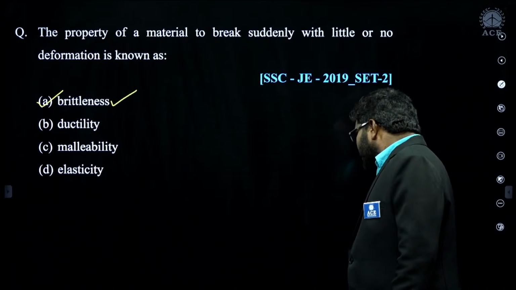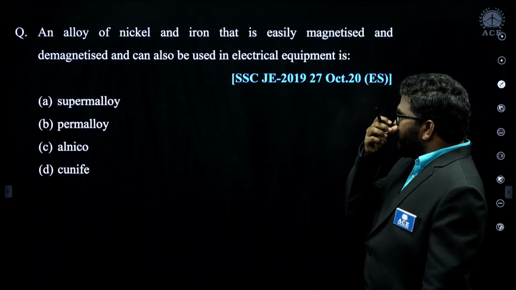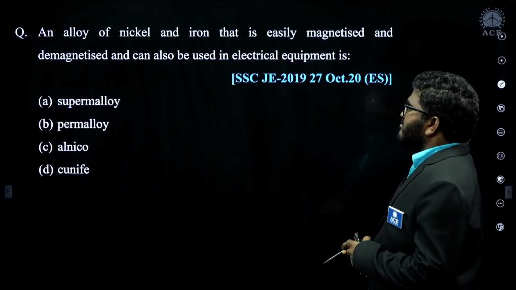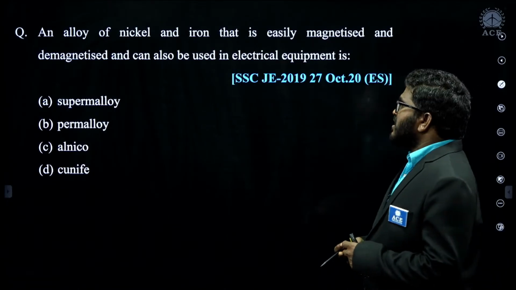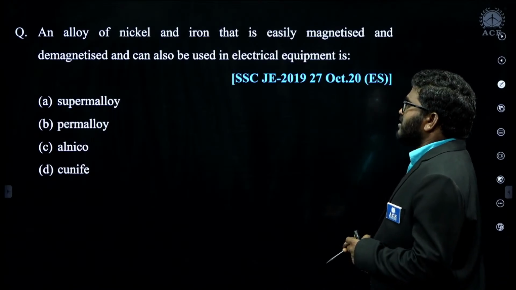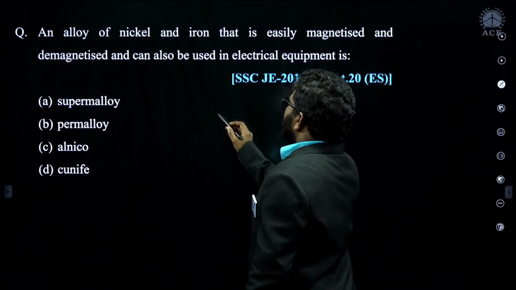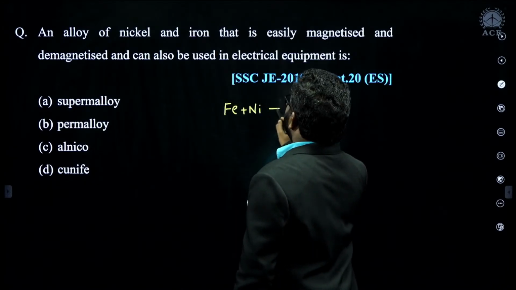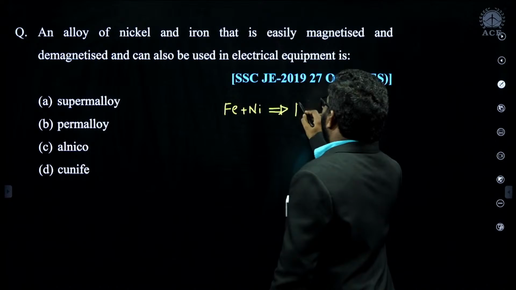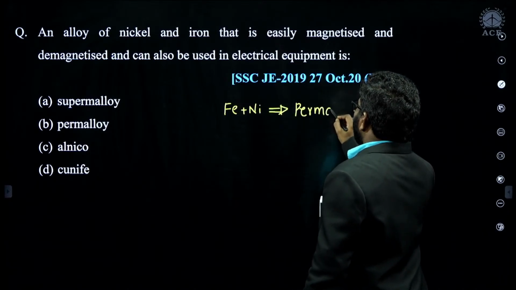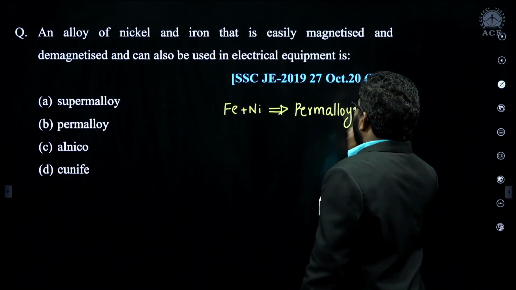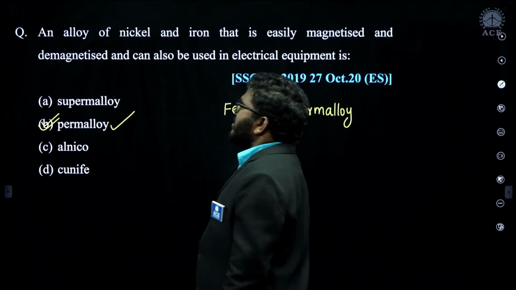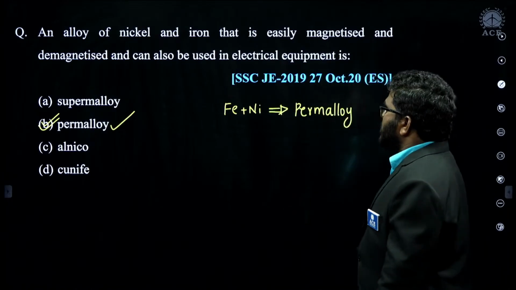It's a very, very simple question. Now, an alloy of nickel and iron that is easily magnetized and demagnetized can also be used in electrical equipment. So, remember, an alloy of iron and nickel, we call it a firm alloy. This is a firm alloy. B is the correct answer for this question.